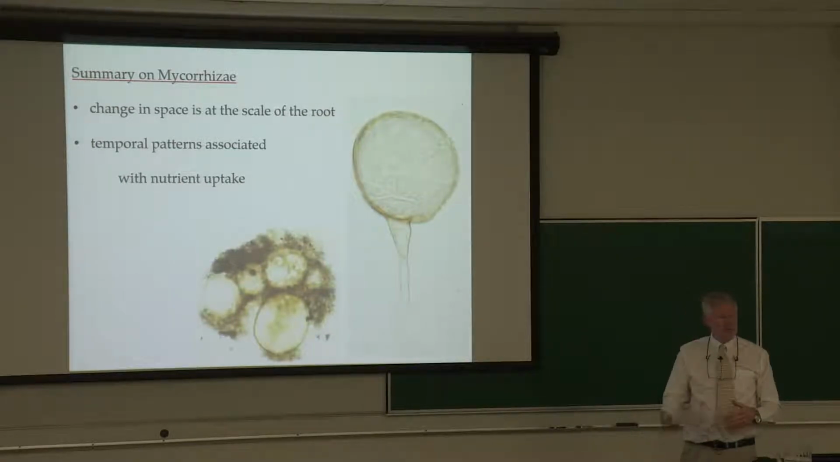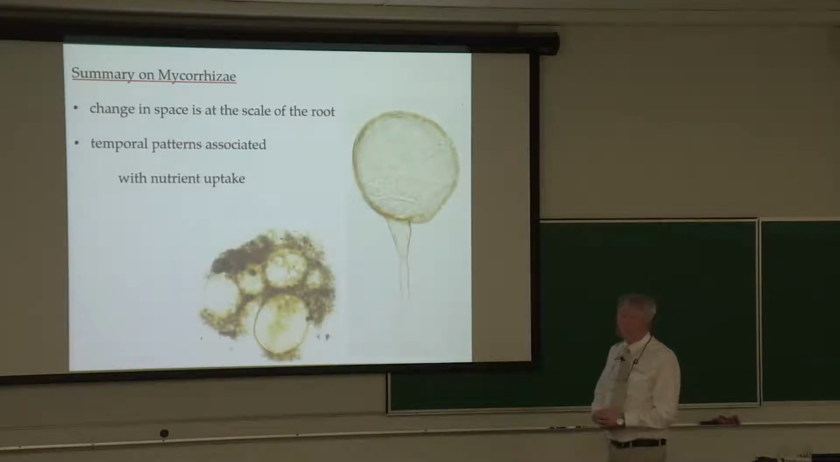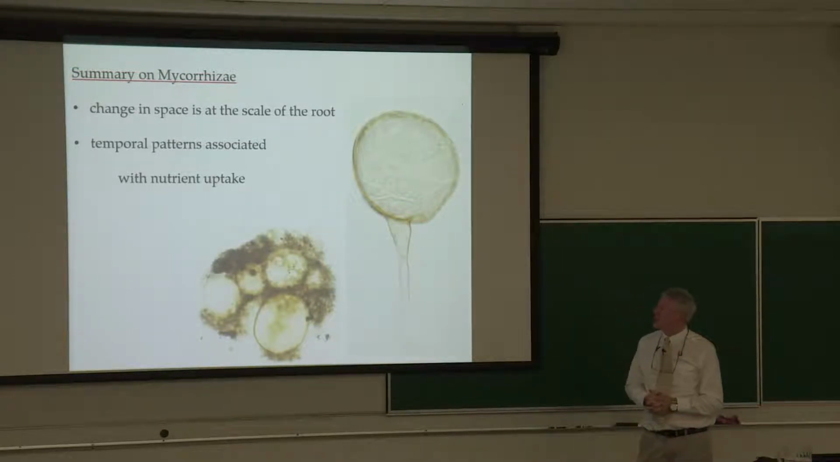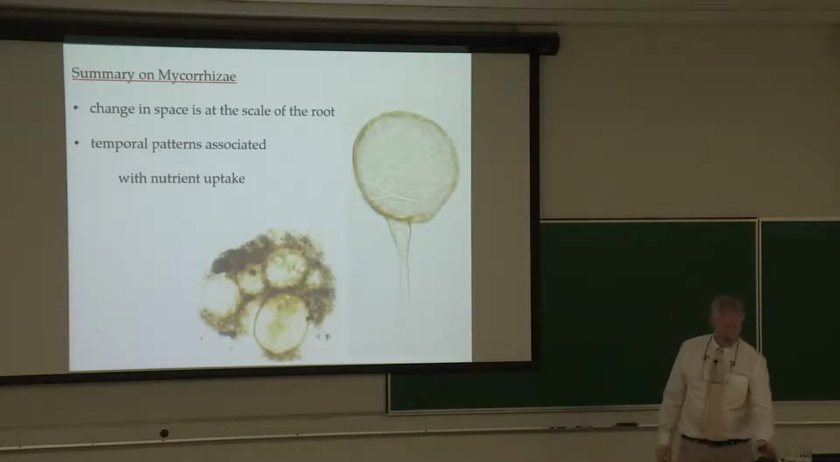Well, I'm going to summarize my different points as I go along. Summary for mycorrhizae before I move on. Changing spaces at the scale of the roots when it comes to mycorrhizae, it seems. And then the temporal patterns are associated with nutrient uptake, at least it seems, for corn.